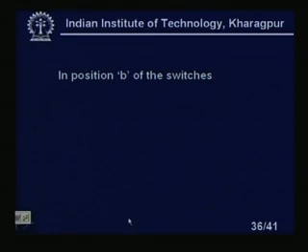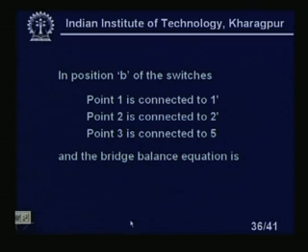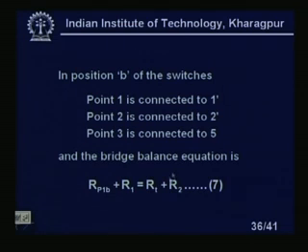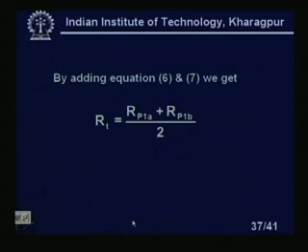And in position B of the switches we have changed the connections, point 1 is connected to 1 dash, 2 is connected to 2 dash, and 3 is connected to 5. So, the bridge balance equation is RP1B plus R1 equal to RT plus R2. This is our bridge balance equation 7. By adding equations 6 and 7 we get RT equal to (RP1A plus RP1B) divided by 2. If I add, obviously it will cancel out.